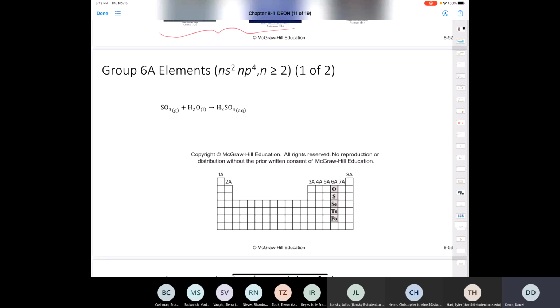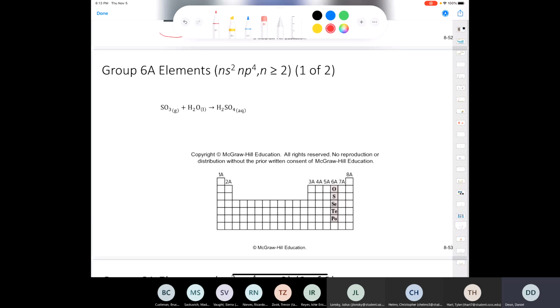The group 6A elements. The most important sulfur-containing compound in terms of this planet is sulfuric acid. So you shouldn't leave general chemistry without knowing how sulfuric acid is produced. And it's produced by the reaction of sulfur trioxide with water.